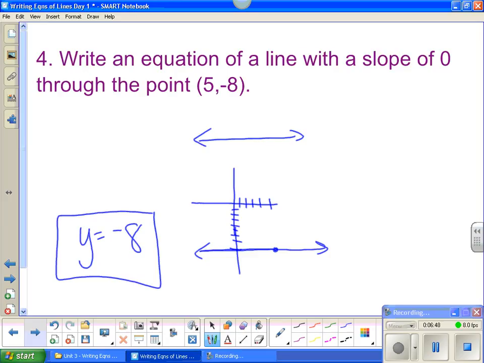You don't plug anything into any formulas. You just know when you have a slope of 0 or if you have a slope that's undefined, one of the two, you just graph it. Graph it, look at your point, and go from there.